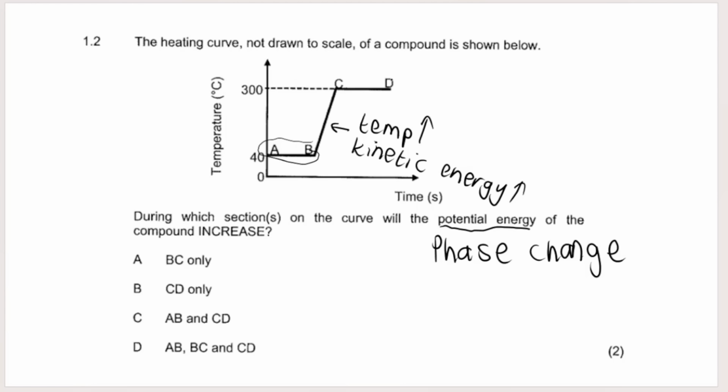And the same thing can be said with CD. Temperature is constant over here, 300 degrees Celsius. Therefore, kinetic energy is constant because temperature is a measure of the particle's average kinetic energy. And then basically, because it's going through a phase change, the potential energy of the compound is increasing. So our answer is C.